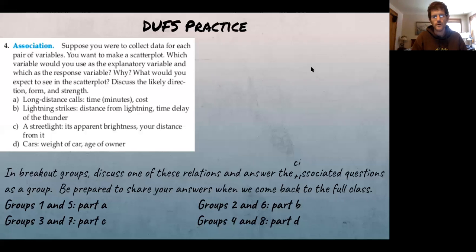Let's go ahead and get started. Anyone from group 1, if you talked about those 2 variables, which one is the explanatory variable? Which one's the response? What do you think the scatter plot would look like? Go ahead.